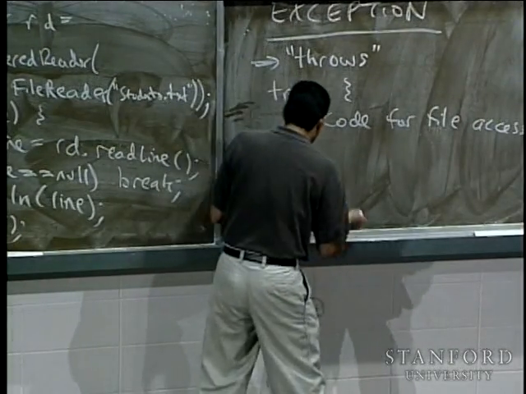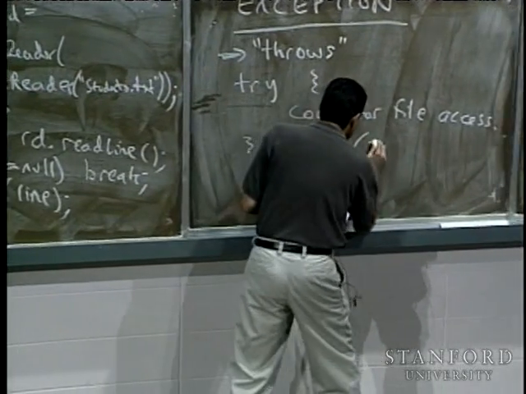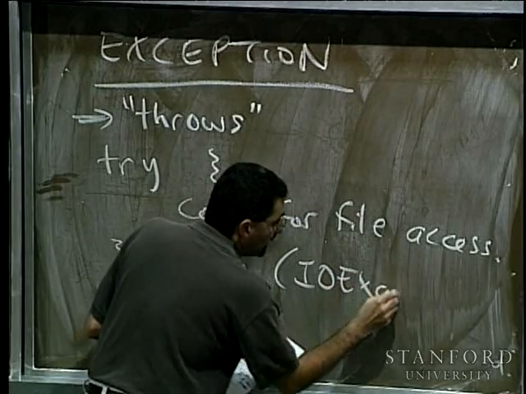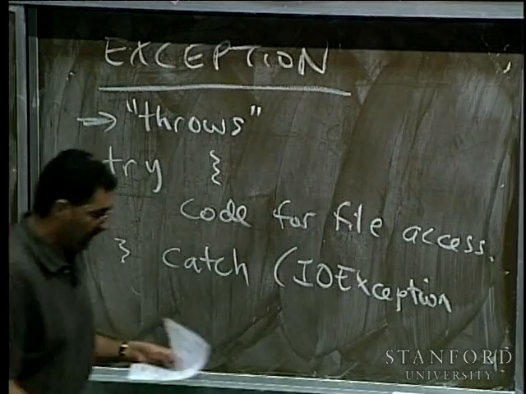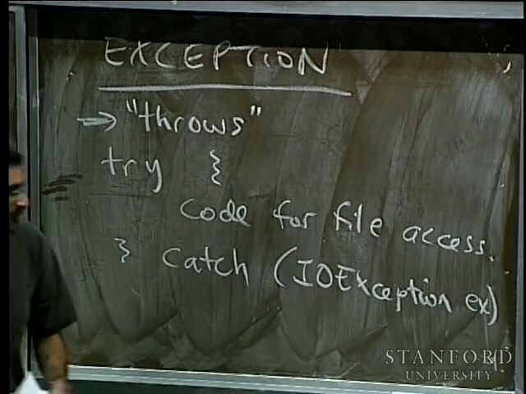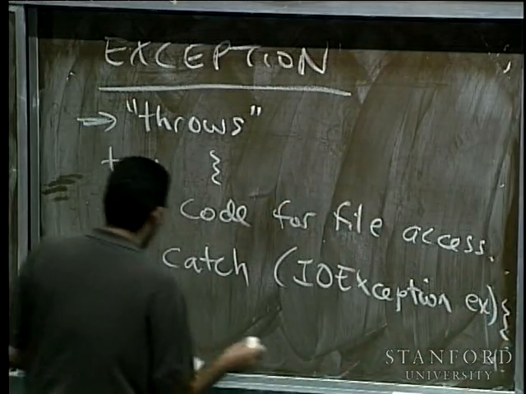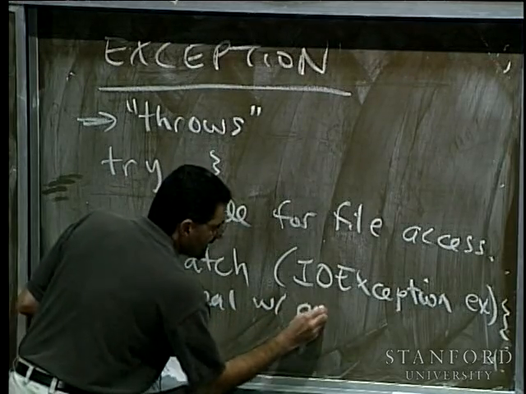You have something over here where you write catch. What you're going to catch in this case is something called an I/O exception, because it's an exception that happens when you're trying to do I/O, or input-output. And there's this EX thing, which is actually the exception. It's that little envelope that you actually catch in your hands. And then you have some code here, which is how to deal with the exception.